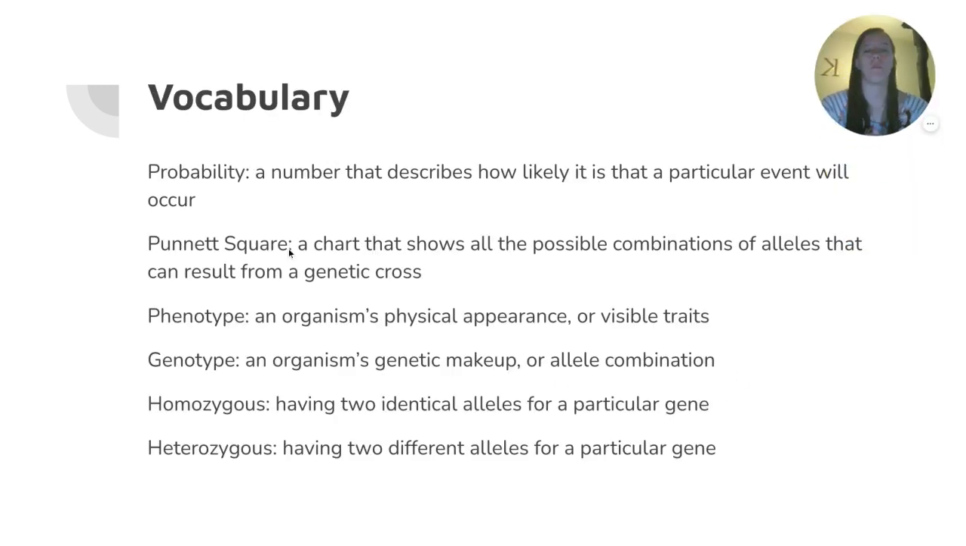So vocab, we had probability, Punnett Square, phenotype, genotype, homozygous, and heterozygous.